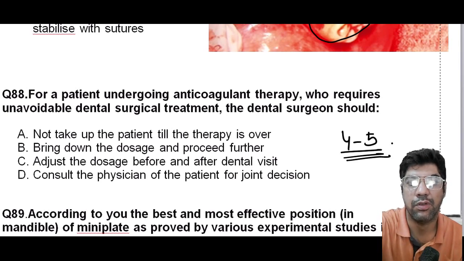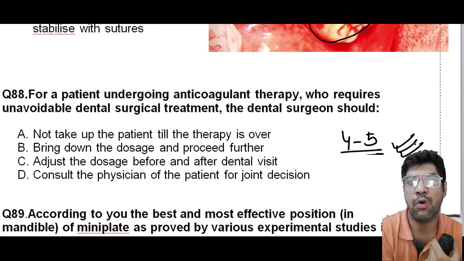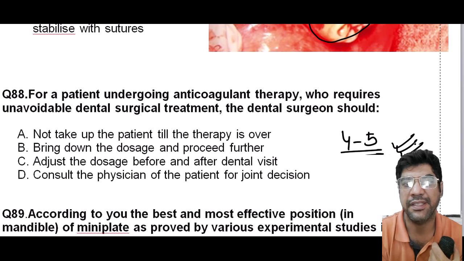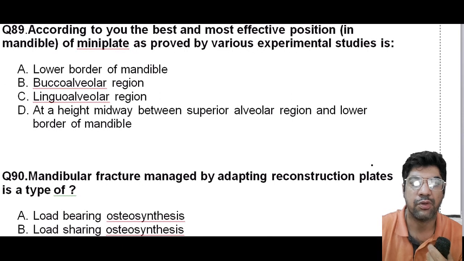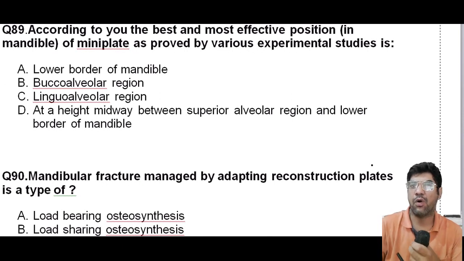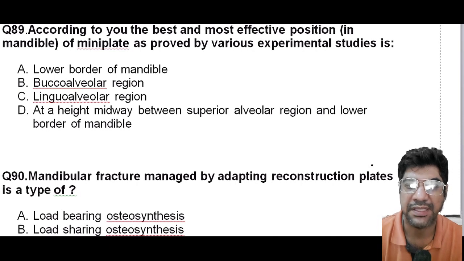So a patient on long-term anticoagulant should discontinue the anticoagulant at least 4 to 5 days prior to surgery with the physician's consent. So if the discontinuation of oral anticoagulants is not advisable, the patient should be shifted to IV anticoagulants like heparin.